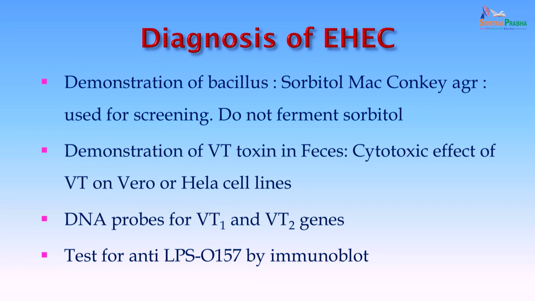Demonstration of the verotoxin in feces can be done by seeing the cytotoxic effect of the verotoxin on Vero or HeLa cell lines. DNA probes for the VT1 and the VT2 genes can also be used for diagnosis, and a test for the anti-lipopolysaccharide O157 antigen by immunoblot can also be done. So, all these can be used for diagnosis of an enterohemorrhagic E. coli, which is often an emergency because it comes in large outbreaks.